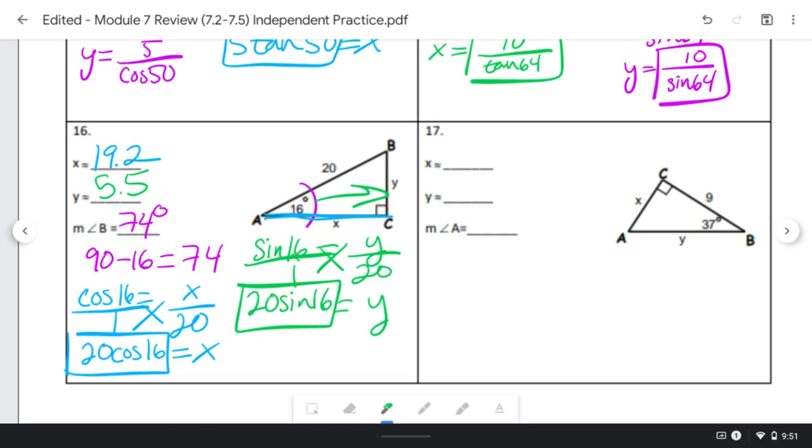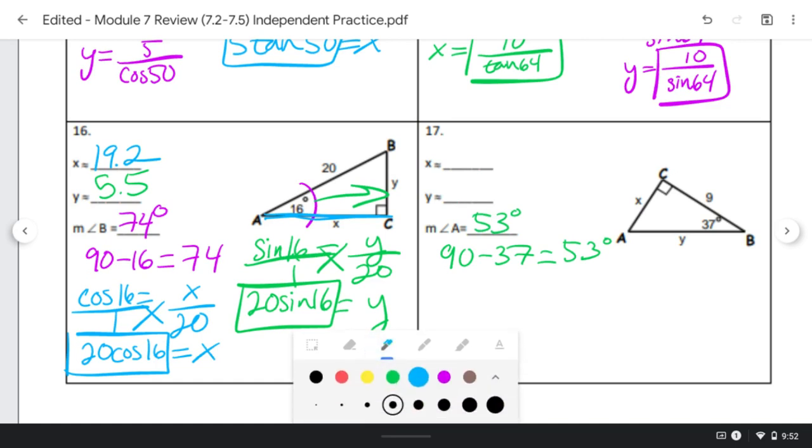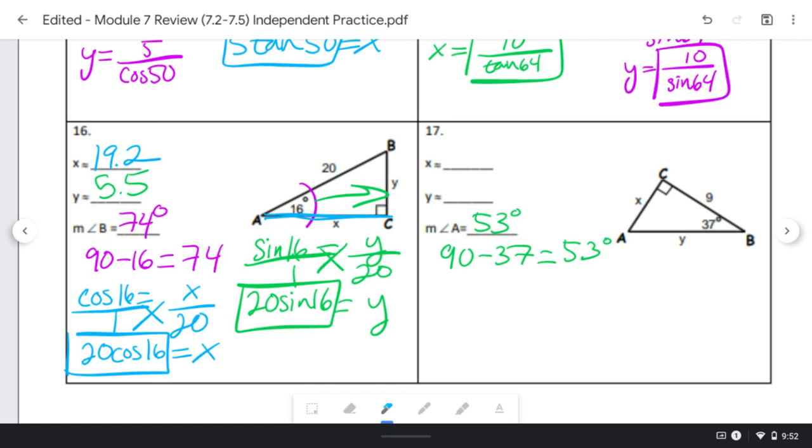Okay, last one, number 17. Again, I'm going to start with angle A just because that's the easiest. So 90 minus 37 will give me angle A, and that's 53 degrees. And then I'm going to go ahead and solve for x. So x is directly across from 37 degrees. That's the opposite. And I want to make sure I use 9. So 9 is adjacent. So that means I'm going to be using tangent.